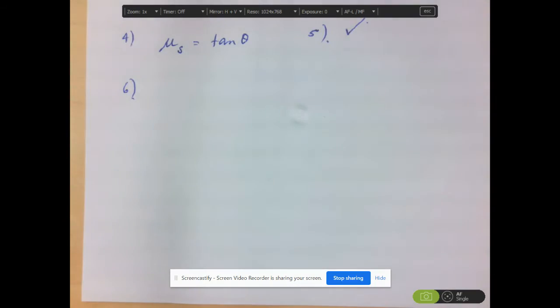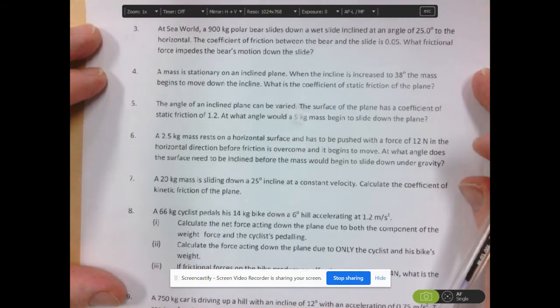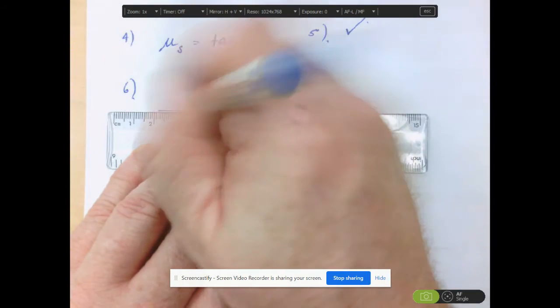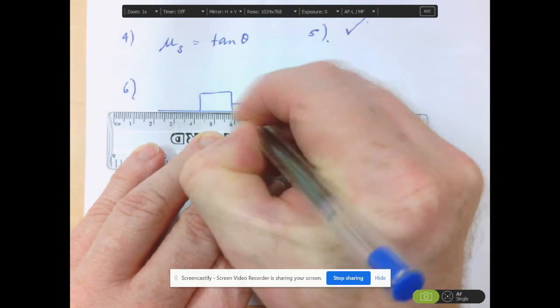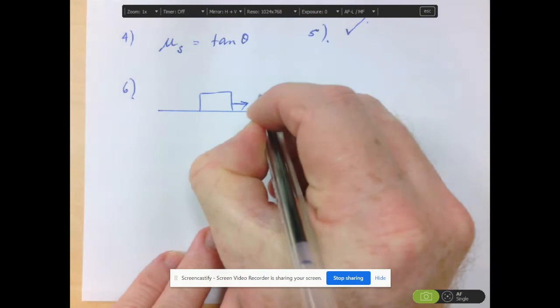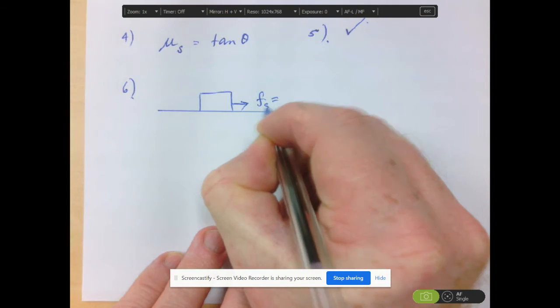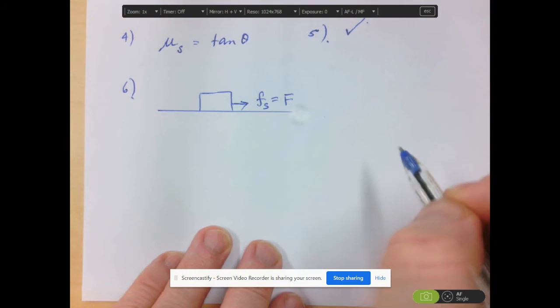So 6, a 2.5 kilogram mass rests on a horizontal surface and has to be pushed with a force of 12 newtons before overcoming friction. It begins to move. At what angle would the surface have to be inclined before the mass would begin to slide under gravity? So this one is giving us an idea that if we've got a horizontal surface, then this force is the static frictional force that is needed, which would be equal to the driving force here.